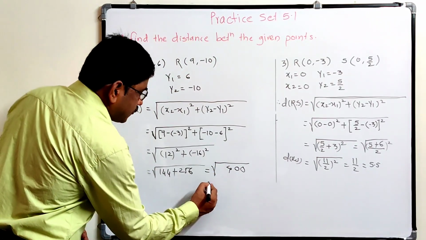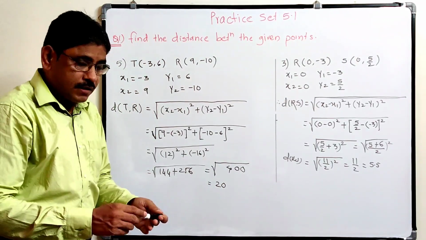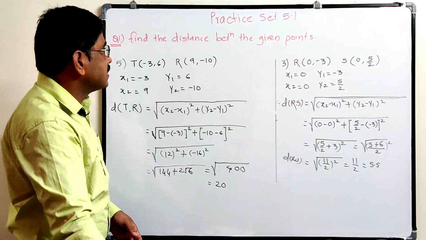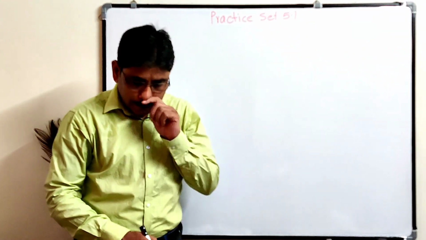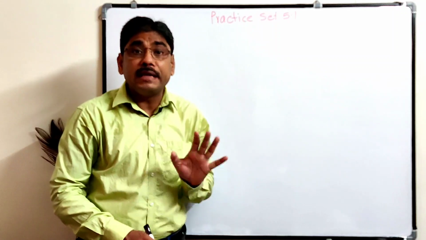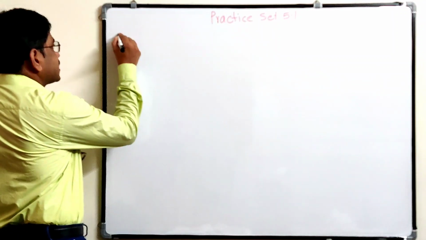400. So 400 means 20. Therefore, the distance is 20. Distance between the 2 points is 20. Now let us see question number 2. Determine whether the points are collinear. 3 points are given. Question number 2.